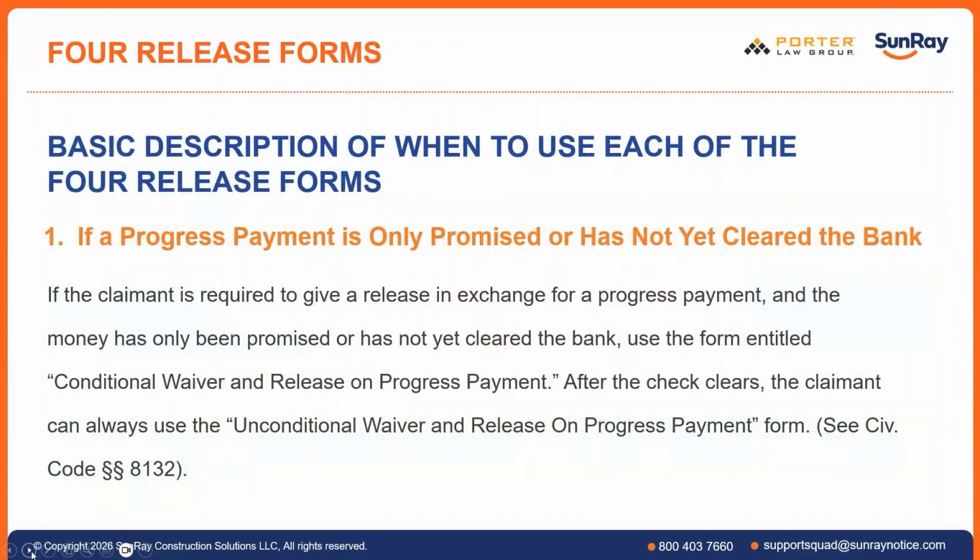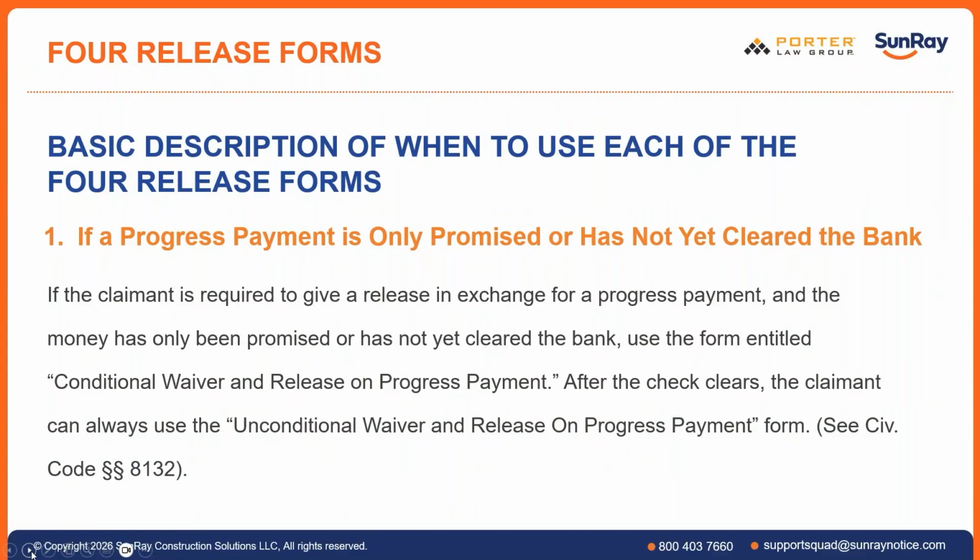Okay, the 4 release forms. The first one is if a progress payment is only promised or it hasn't cleared the bank. Maybe you even got the check. You're required to give a release in exchange for the progress payment, and they want you to sign a form. The form should be the conditional waiver and release on progress payment. It's conditional because you don't know if the check is going to clear. Checks can bounce, they can be reversed, and even wire transfers can be rescinded.